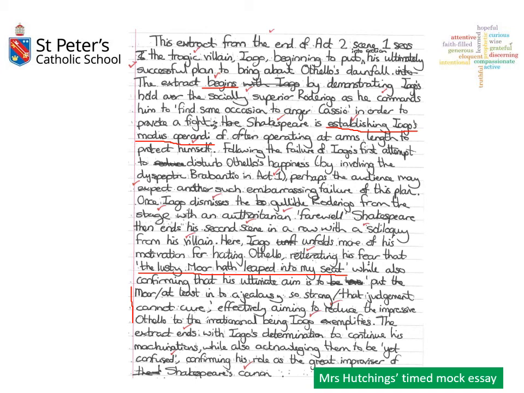The extract ends with Iago's determination to continue his machinations while also acknowledging them to be yet confused, confirming his role as the great improviser in Shakespeare's canon. So again, how we've been positioned at the end with this sort of anticipation of where Iago's going, as well as a sense of almost admiration for his skill.